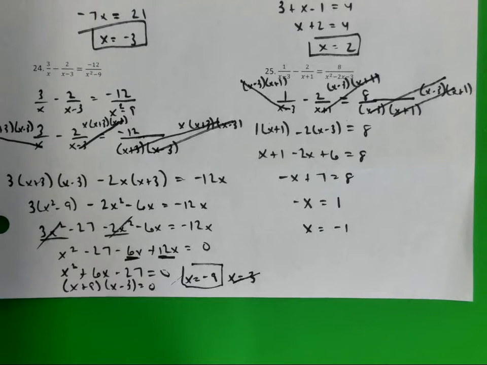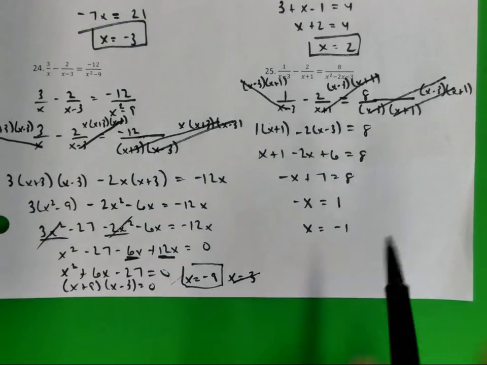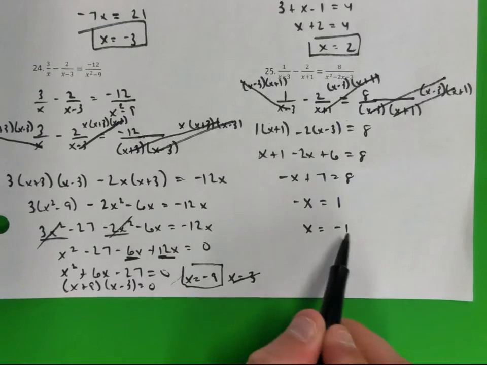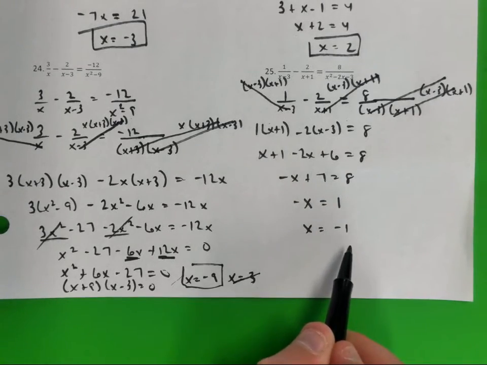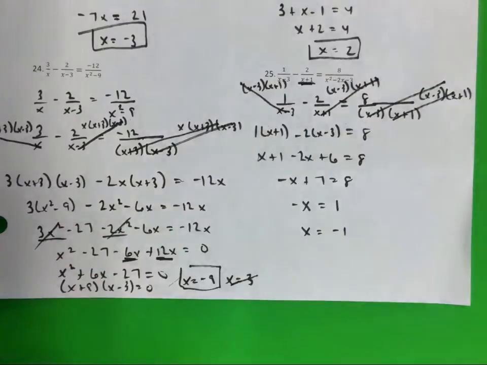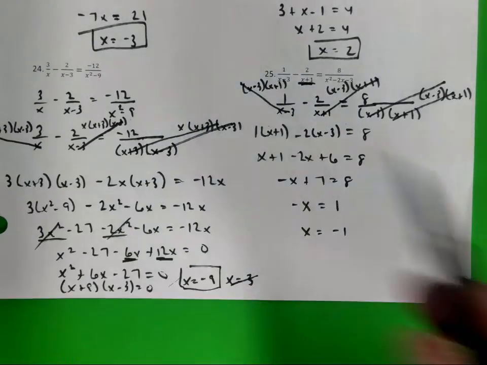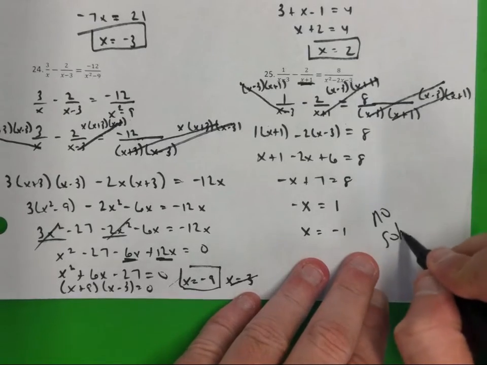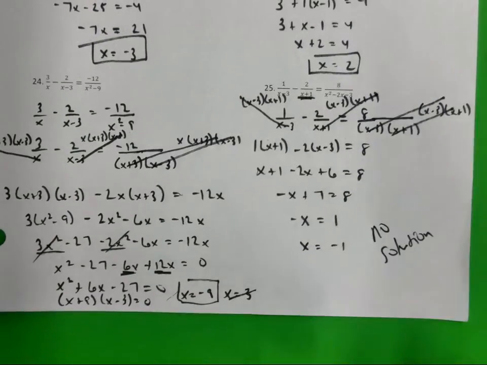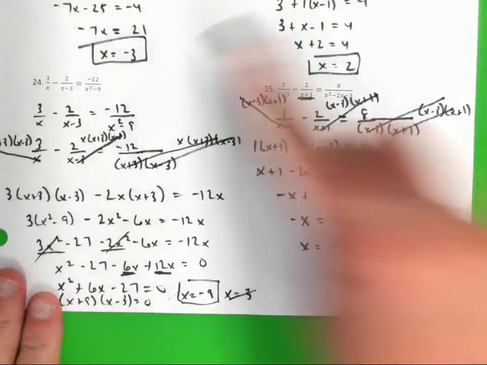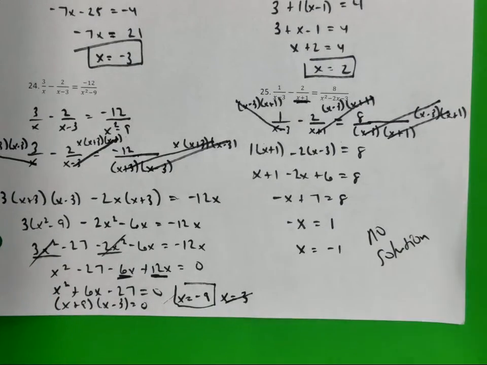So what's your answer to this problem? No solution. So you might want to check all your possible answers on these, because if I put -1 back in there, what's -1 plus 1? 0. Can that be an answer? So your answer is no solution. So on rational equations, you might want to check your answers to make sure you don't run into that situation.